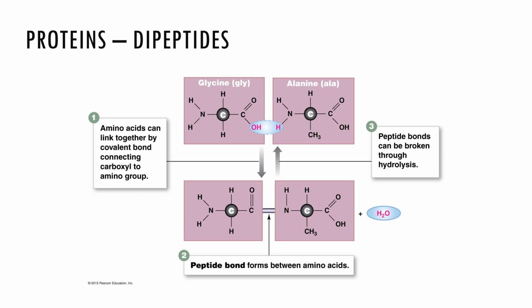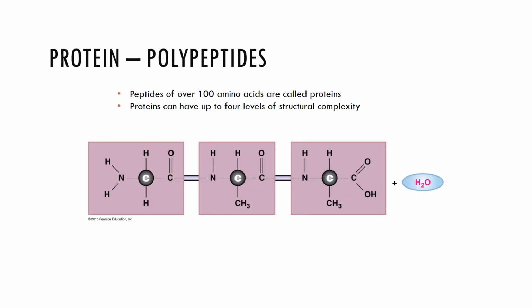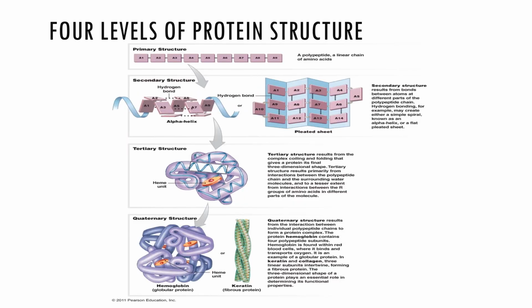A dipeptide contains 2 amino acids. A tripeptide contains 3 amino acids. And a polypeptide contains many amino acids. And you can see polypeptides contain peptides of over 100 amino acids called proteins. Now, proteins can fold in different ways, and there's 4 levels of protein structure that you should be familiar with. The primary structure of a protein, the secondary structure of a protein, the tertiary structure, and the quaternary structure are all shown here.